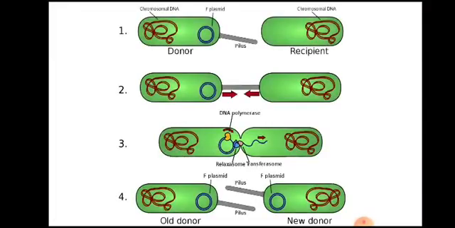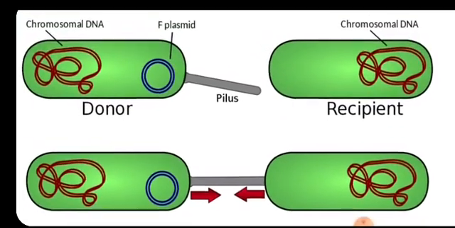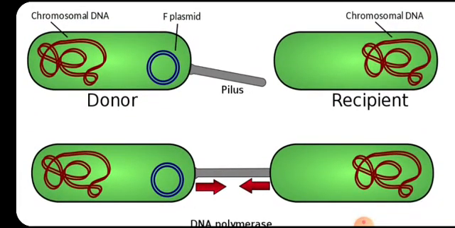This is how the process of conjugation occurs. You can see this is the donor cell. This is chromosomal DNA of the donor cell and extra chromosomal DNA, which is called a plasmid. In this case it is a fertility plasmid. It is a double stranded DNA. This bacterial cell possesses this sex pilus, and this is the recipient cell having its own chromosomal DNA.